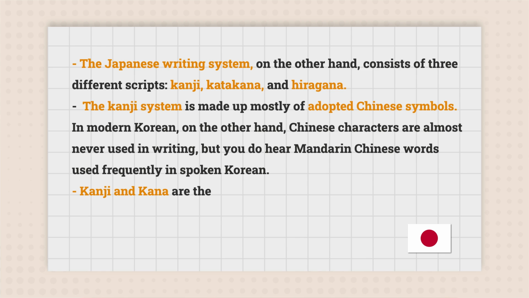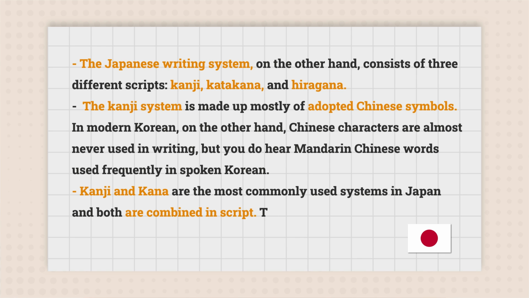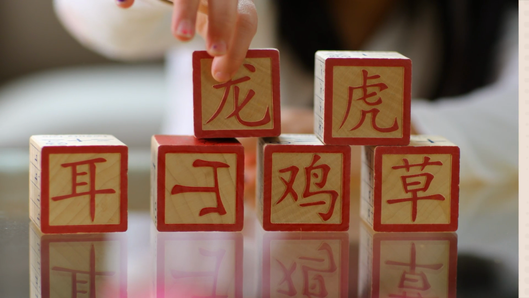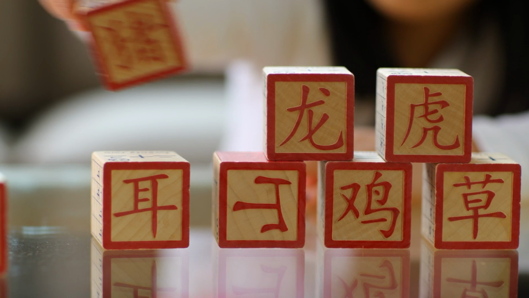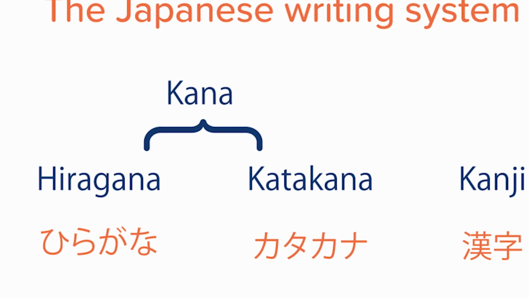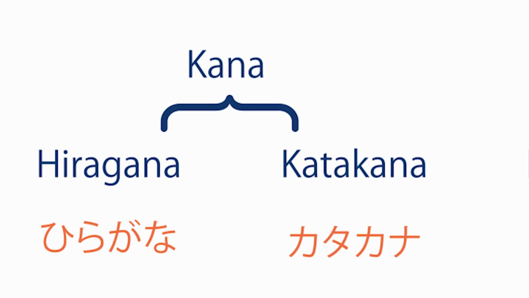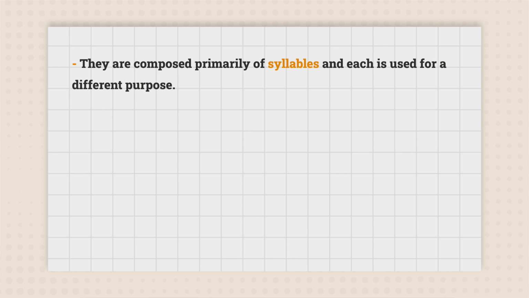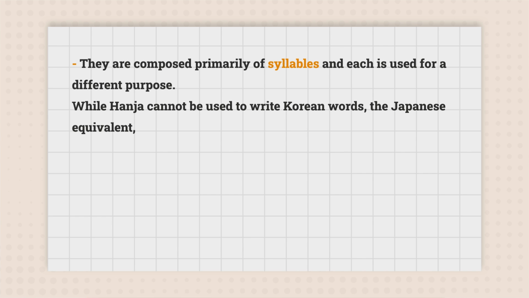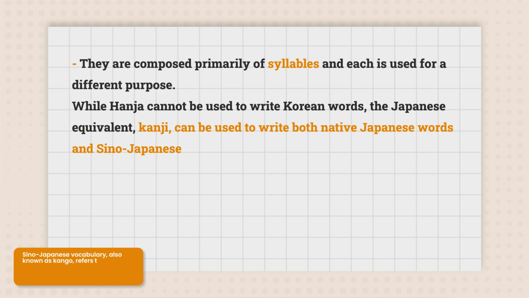Kanji and kana are the most widely used systems in Japan, and both are combined in script. This means you'll see both in the same sentences. The kanji is the name given to the adopted Chinese symbols. The kana is a combination of 2 different systems used together to represent the same sounds. They're composed primarily of symbols, and each is used for a different purpose. While hanja cannot be used to write Korean words, the Japanese equivalent, kanji, can be used to write both native Japanese words and Sino-Japanese words.